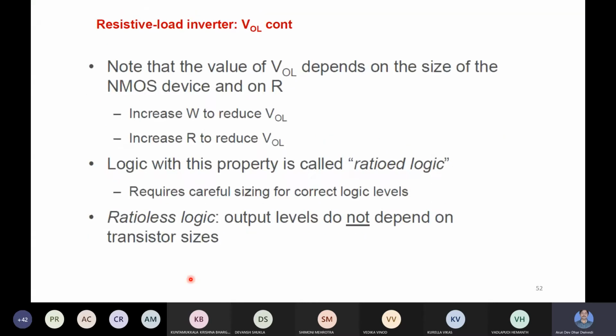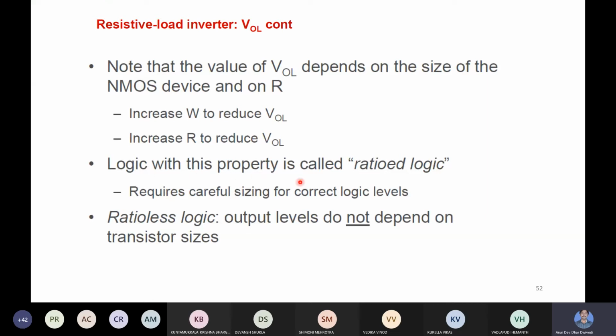I mean, it's not swinging from 0 to VDD. It has some problem. So VOL depends on the size of the NMOS devices, and also the resistance of the transistor. Increase W to reduce VOL, or we can increase R to reduce VOL. So this logic is dependent on it. It can be considered as ratioed logic. It depends on the W by L ratio.